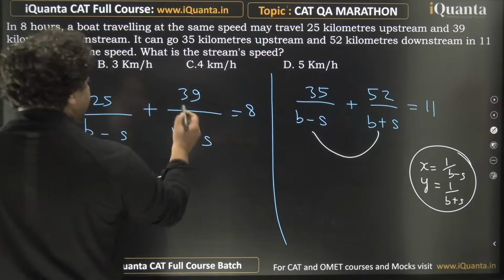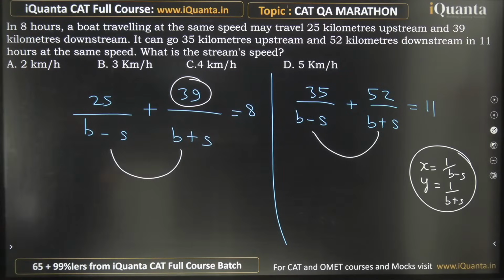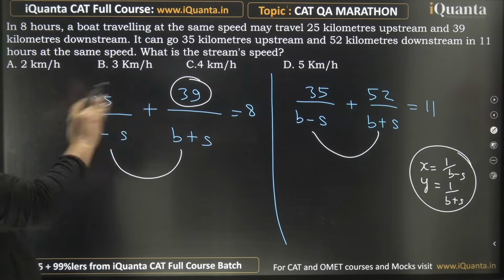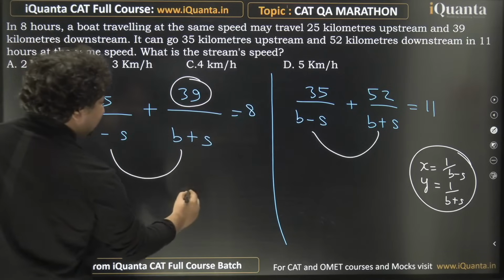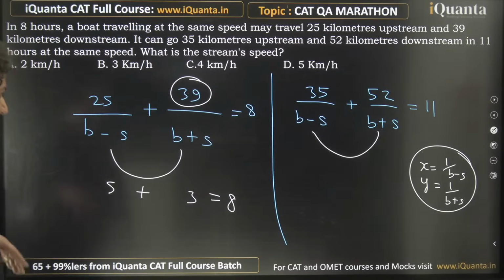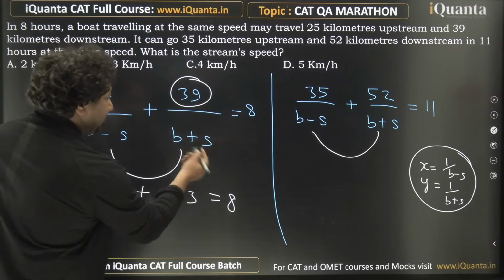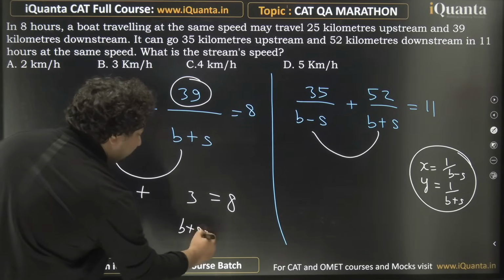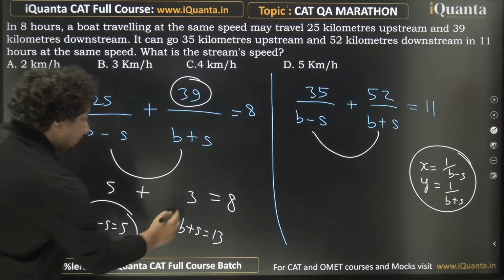By the way, 39 is a number in which the factors are 1 and 39, 3 and 13. So of course I cannot take 13 over here, it will be less than 8. So if this becomes 3 and this becomes 5, our work is done. 5 plus 3 is 8. 5 plus 3 can be 8 in what condition? The condition is that b plus s becomes 13 and b minus s becomes 5, isn't it?